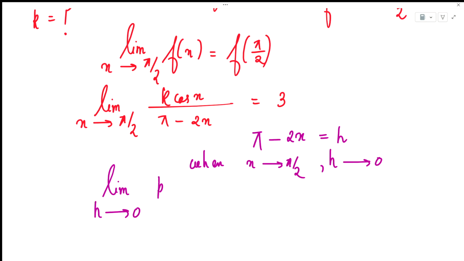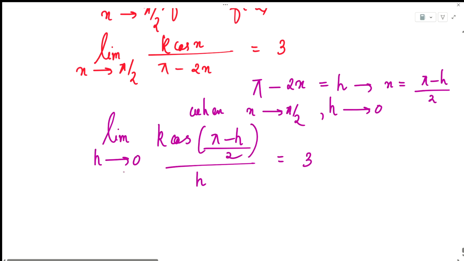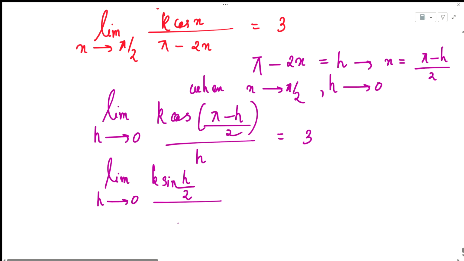Now this is k. In place of x, I'll write what? Pi minus h upon 2. We can clearly see x will be pi minus h upon 2. And over here, this will be h. And f of pi by 2 is 3. So if you solve this further, it is limit h tends to 0, k sine h by 2 divided by h, since cos of pi by 2 minus h by 2 gives me sine h by 2. This is equal to 3.